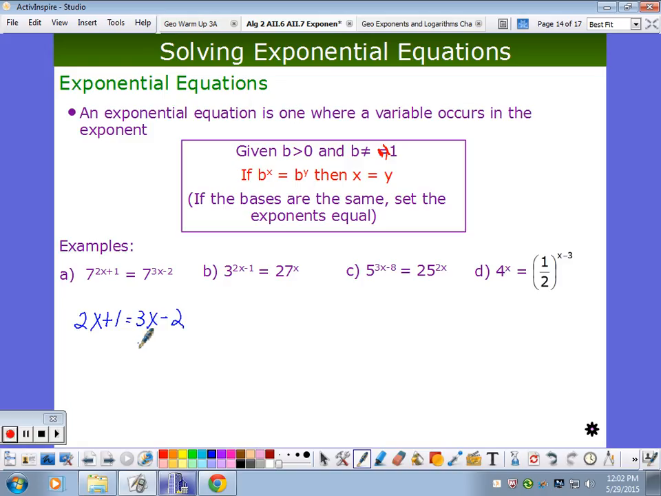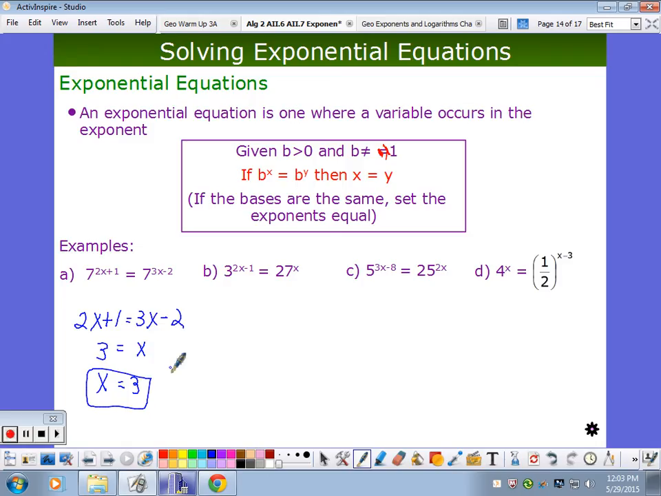If I subtract 2x, I get an x here. If I add 2, I get a 3 there. Symmetric property of equality, x equals 3. And you can plug in a 3 here and plug the 3 in here. You should get a 7 on both sides. We do. So I know I've got the right answer. That just makes sense, right?